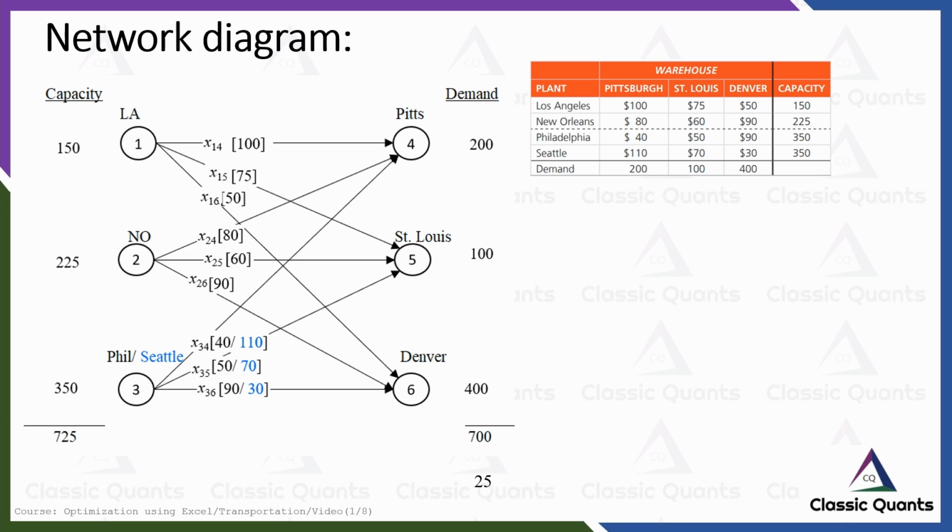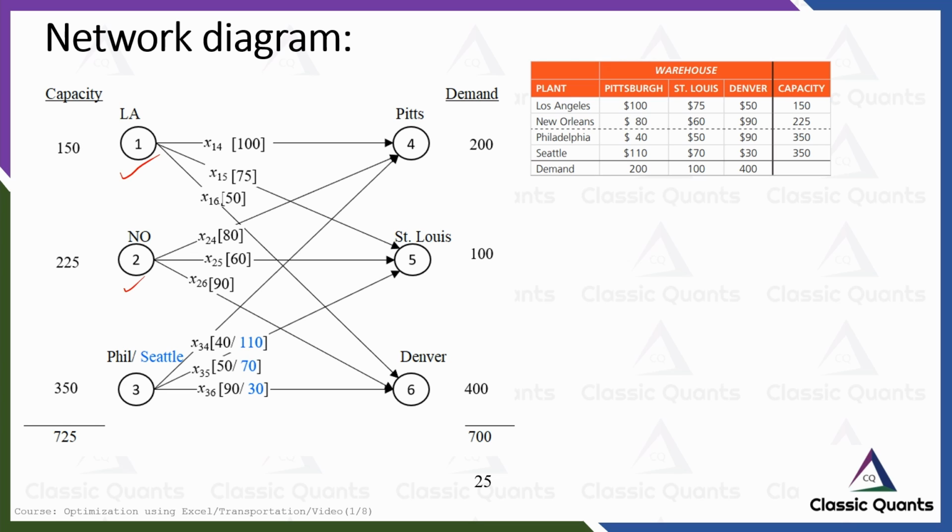Okay, so the first step of solving any transportation problem is to develop a network diagram. At least for the first few problems, or people who are doing this initially at the naive state, they should always draw a network diagram before formulating the actual transportation model. So that's what I have done here.